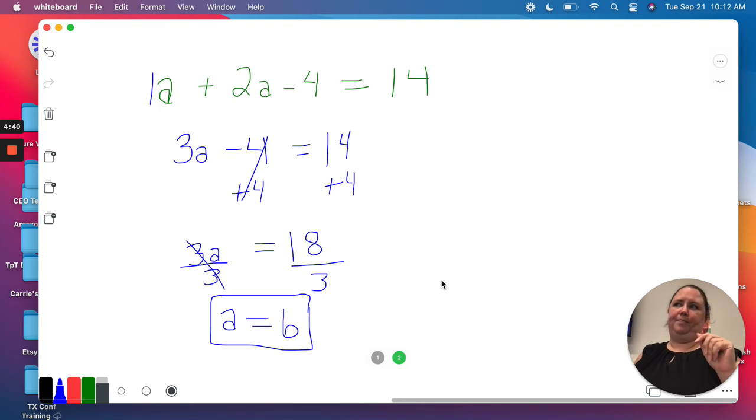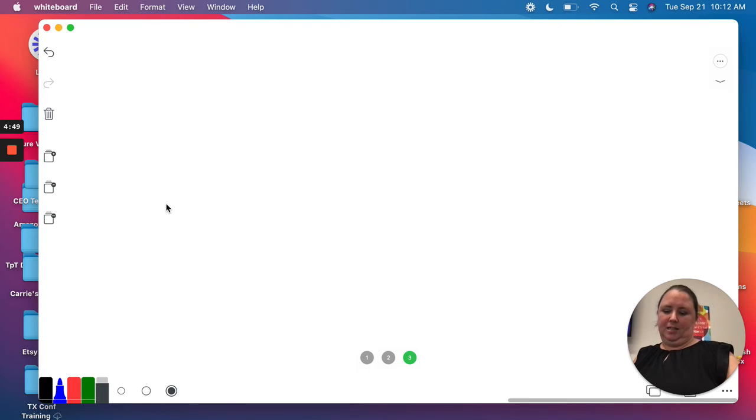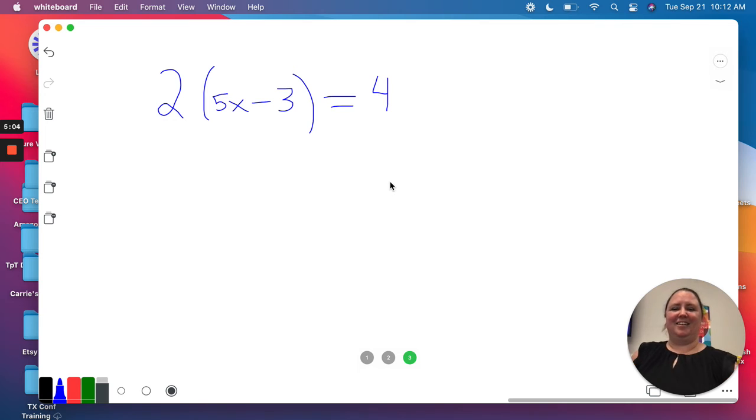Yes, ma'am. Okay, so on the back of your paper is one more example that I'm going to do. Didn't realize that. Good times. Oh, good. This is distributive property. So we have 2, open parentheses, 5x. Boy, my handwriting is fantastic. It's like I'm grading your papers. All right, so we have 2 open parentheses 5x minus 3 close parentheses equals 4.